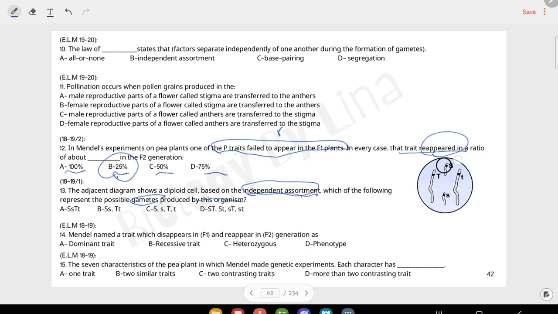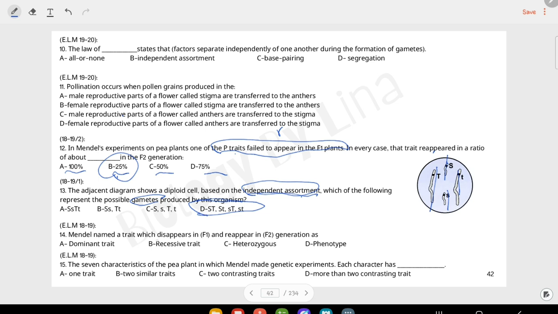Based on independent assortment, these separate independently or randomly, which means that the capital S may separate with small t or maybe with capital T. And the same thing for the small s, maybe with capital T or maybe with small t, because they separate randomly, independent of one another. They are not connected to each other. Each one is on a different chromosome. So when they separate randomly, the correct choice will be this.